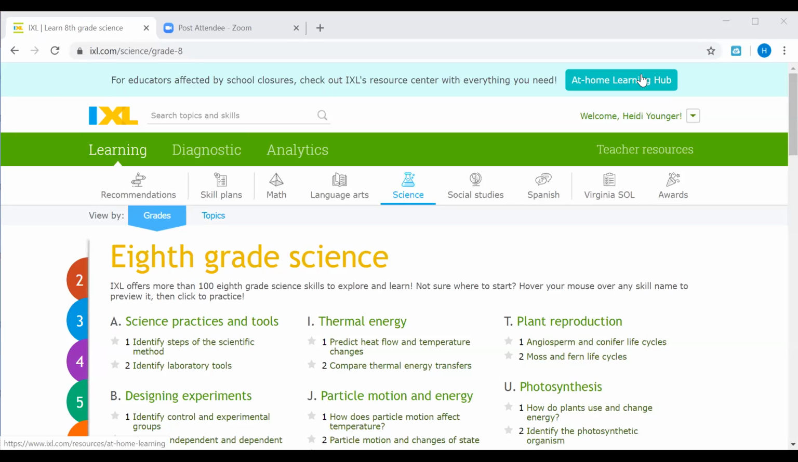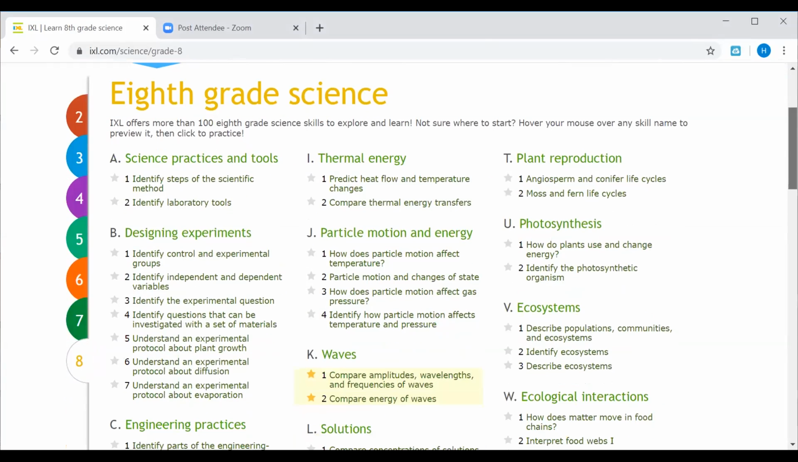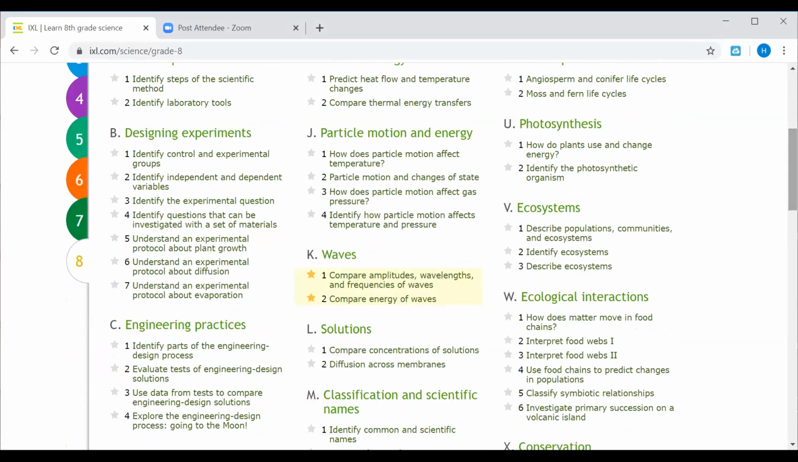All right, so after today's lesson, I'm going to ask you to go to IXL and specifically to go to 8th grade science. You can type that in here, 8th grade science, and you can take about 15 minutes to go through some review questions. If you look at letter K, specifically has questions about waves.